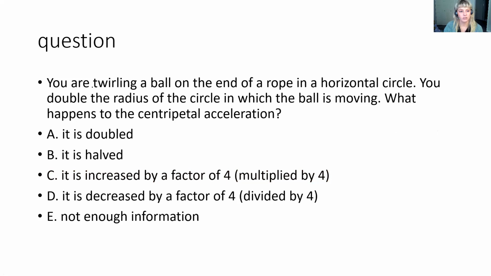Same situation. You're twirling a ball on the end of a rope in a horizontal circle above your head. You double the radius of the circle in which the ball is moving. What happens to the centripetal acceleration? It is doubled, it is halved, it is increased by a factor of 4, it is decreased by a factor of 4, or not enough information. Pause the video, choose your answer, and then we'll talk about it.